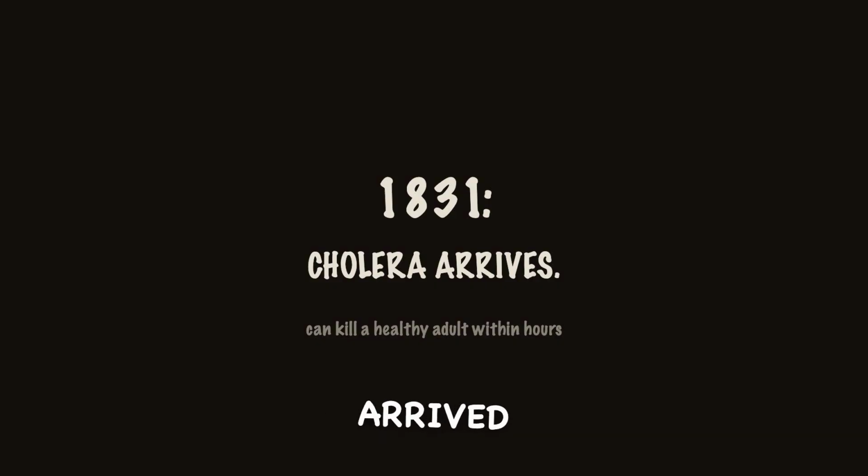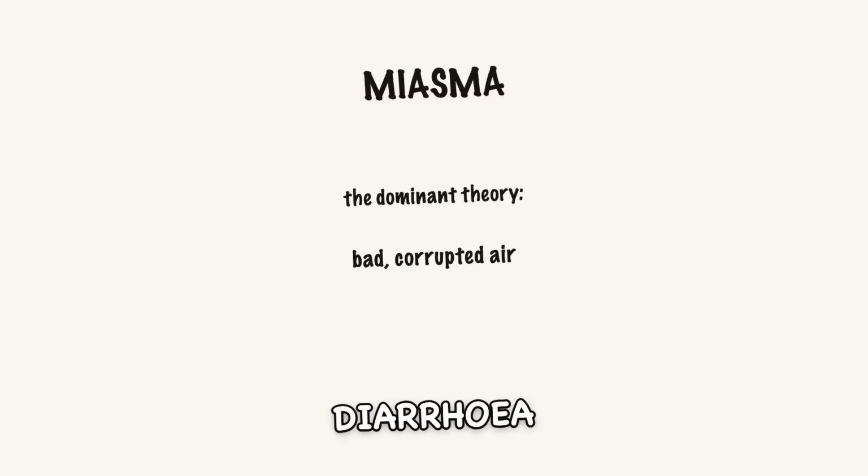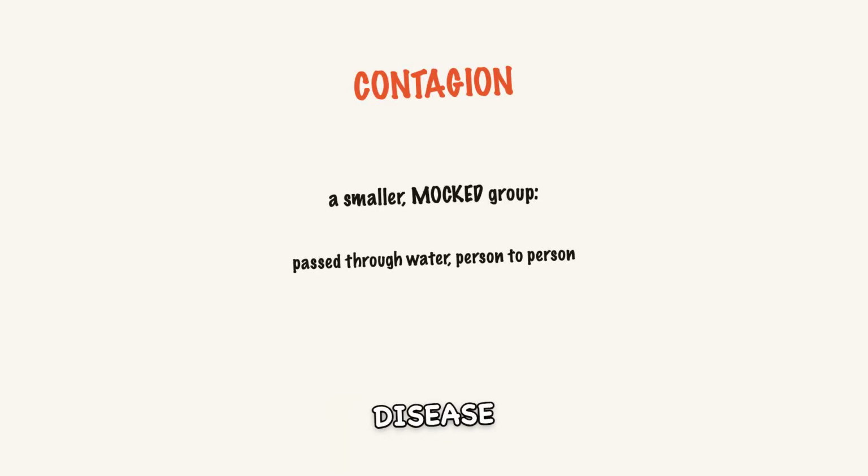Into these conditions arrived cholera, first striking Britain in 1831, a horrific disease that could kill a healthy adult within hours through catastrophic diarrhea and dehydration. And doctors had two rival, competing explanations for why it spread, which the exam boards test constantly. The dominant theory was still miasma, bad, corrupted air causing disease. A smaller, initially mocked group argued for contagion, that something was being passed directly between people or through contaminated water.